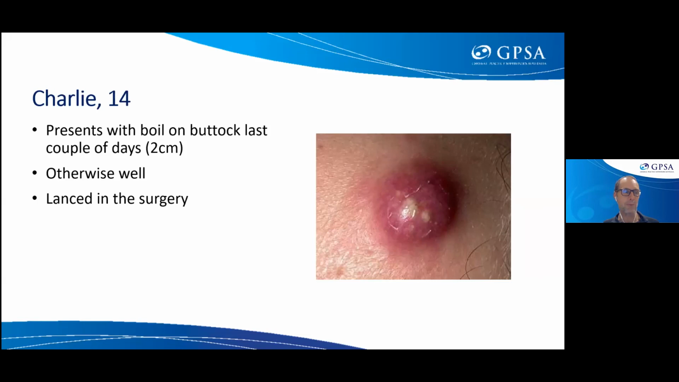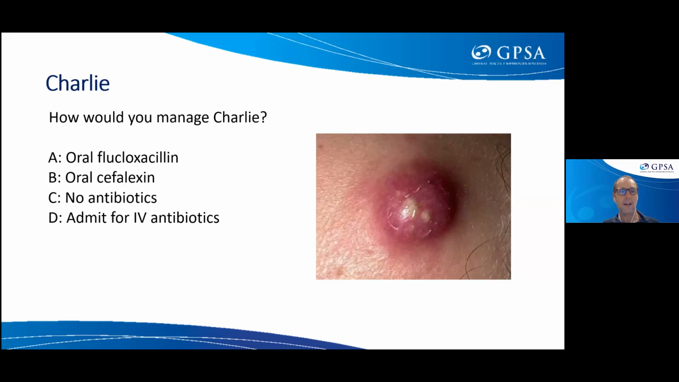And I don't know about you guys, I know we should be lancing these things. I sometimes, particularly if they're pointing, try to avoid it. It takes a bit of time, but obviously we know the healing steel and that pus needs to come out. So he is lanced in the surgery appropriately. And I guess the question is here, do we manage him with antibiotics? And if so, which ones? Does he need admission? And I guess we haven't said his systemic state, but he's otherwise well.